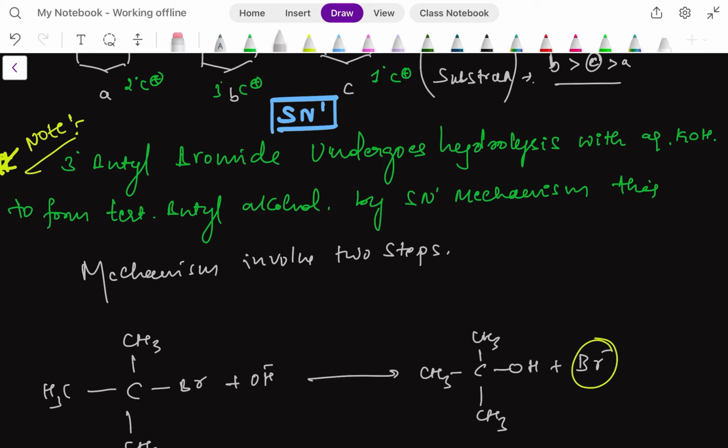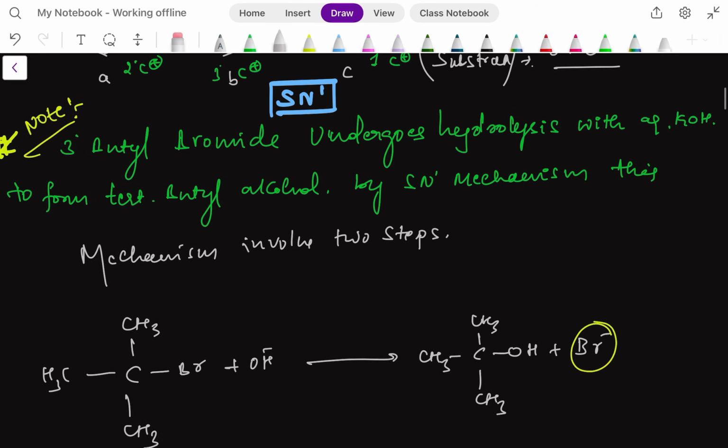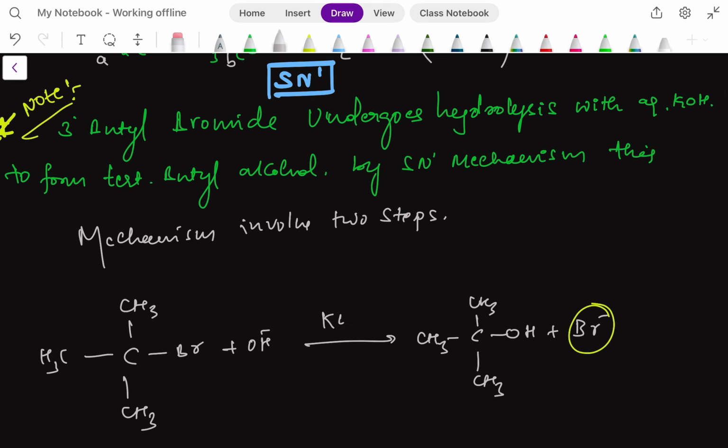Let's go once. You will understand with the example. I am taking the example of tertiary butyl bromide. Why I am taking this one, that also I will explain. Listen. Tertiary butyl bromide undergoes hydrolysis with aqueous KOH. KOH dissociates as K plus and OH minus. So OH minus is now acting as what? Nucleophile. Where will it go and attack? To the substrate. After attacking the carbon, bromine leaves. It is a good leaving group.